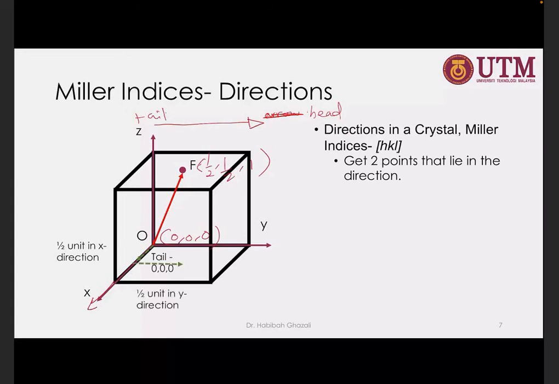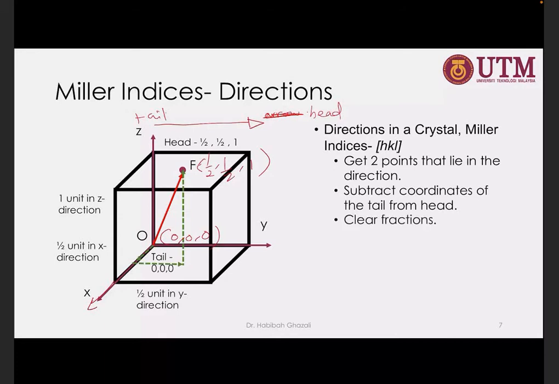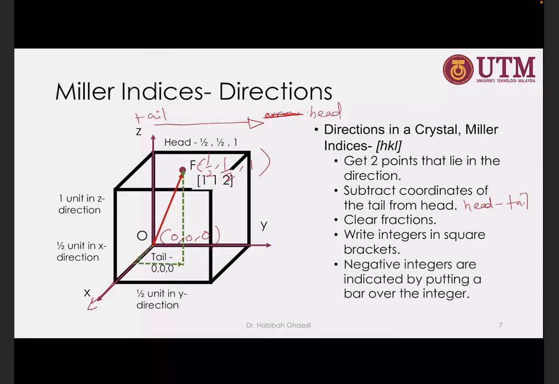So if you look at here, it moved to the front with half step, to the right half, and then 1 at the top. Then subtract the coordinates: head minus tail. x with x, y with y, and z with z. Clear the fraction. Write the integers in a square bracket. Negative integers are indicated by putting a bar over the integer.